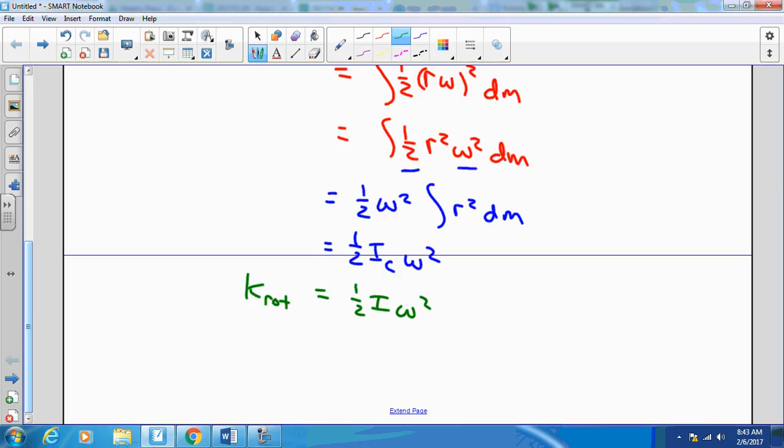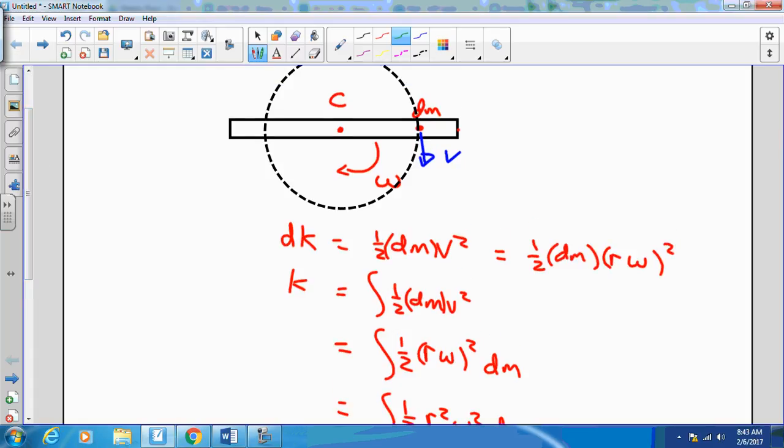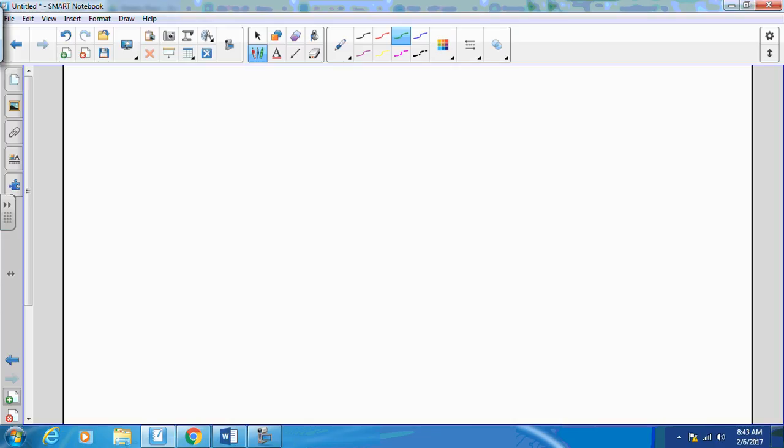Now, what I'd like to do is a quick example so we can get some numbers on the table, because then I want to talk about visualizing what's going on. But just to emphasize, what this formula does is capture all of the individual kinetic energy contributions of all of the atoms in this bar. It takes all of those contributions and adds them together to give you the total kinetic energy of that bar as it rotates about its center. Now, let's do an example.